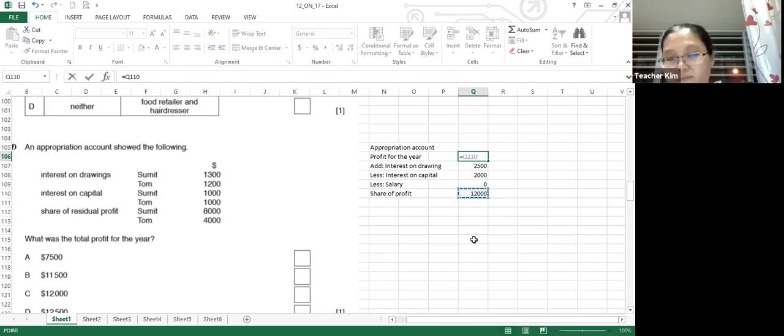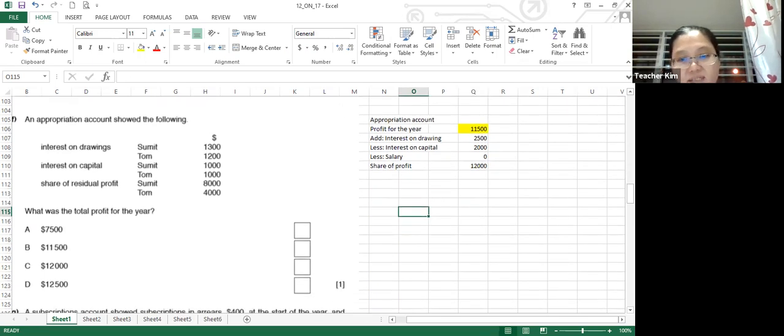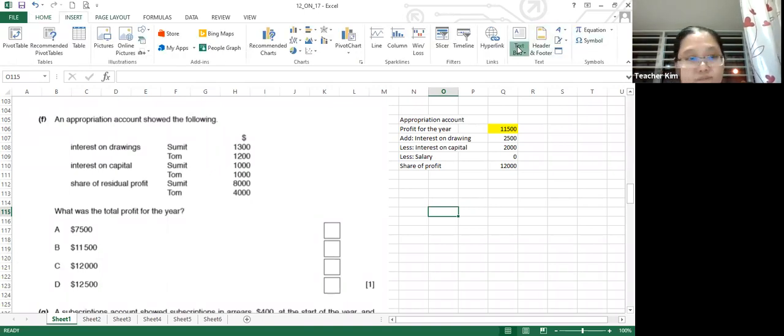I have to take this one, add become minus. And then plus, less become plus. So we get the 11,500. So the answer should be B. Double check. Okay, correct. So this answer is B.